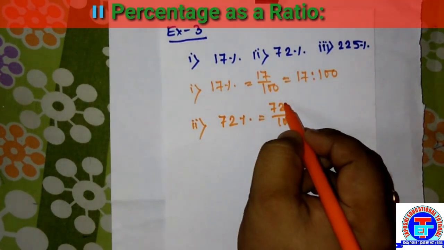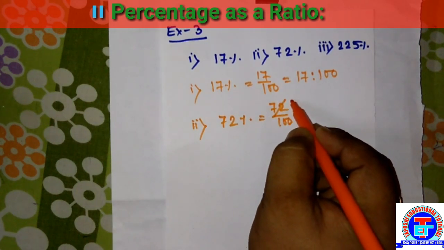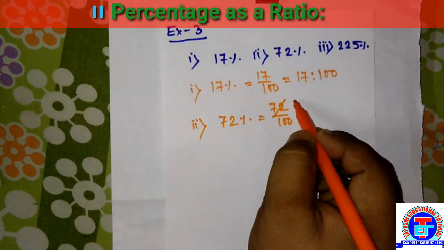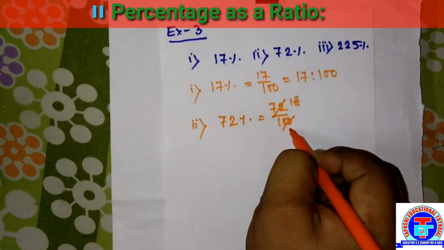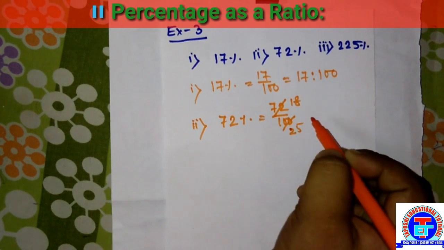Number 2 here, we have 72, so we write 72 by 100. This will be cut by 4, 18 and 25.